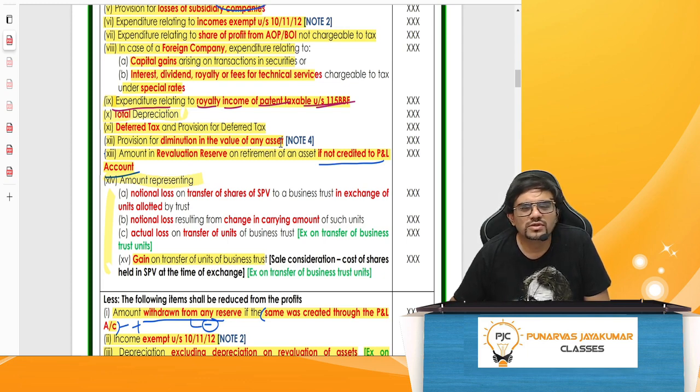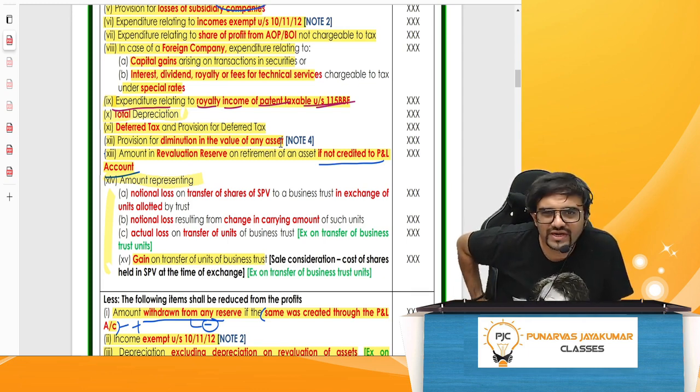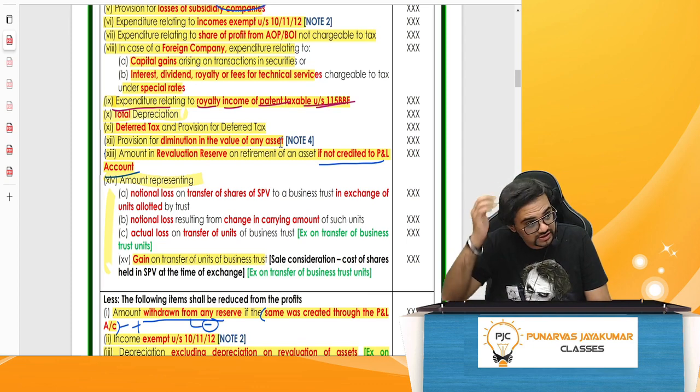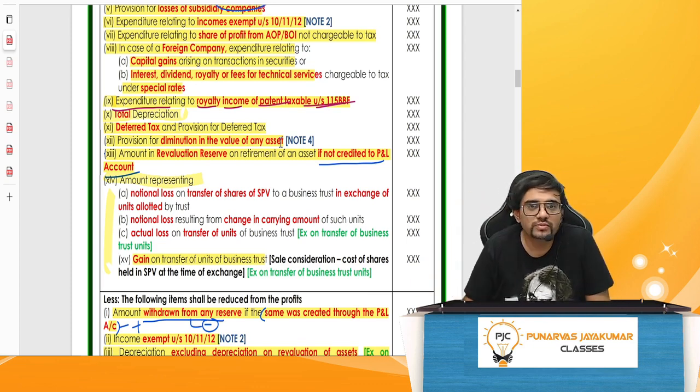Then small concepts will remain, guys. Of course, set off and carry forward is a separate chapter we need to do. So all those we will do and wind up. As I told you before, in international taxation, the majority of the important portions are covered. This is all miscellaneous items. Since it's there in the syllabus, we have to do it, and questions may come also. You never know that questions will not come.